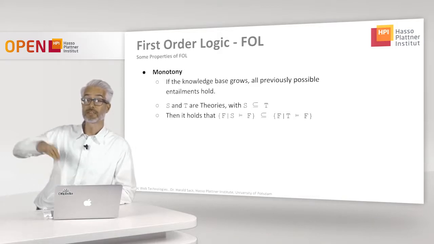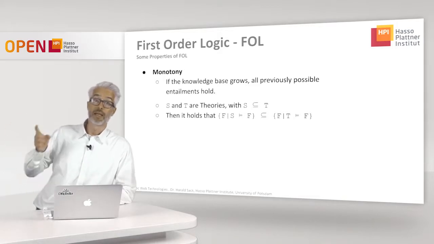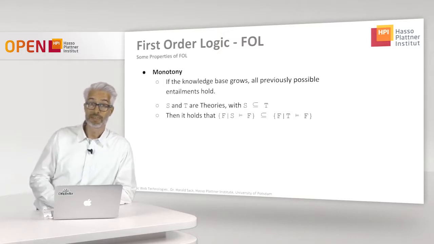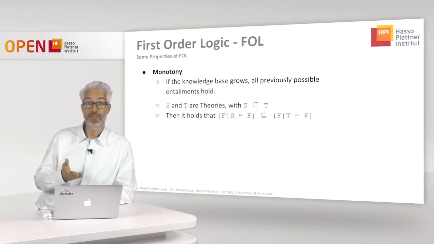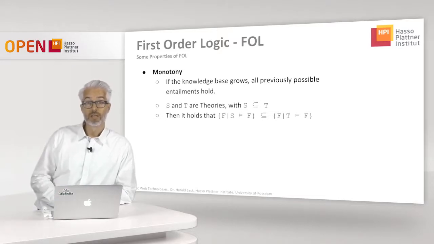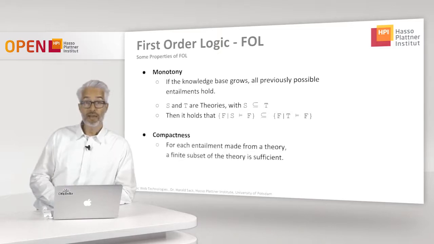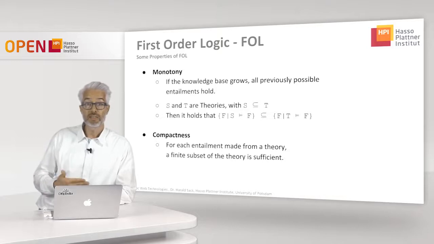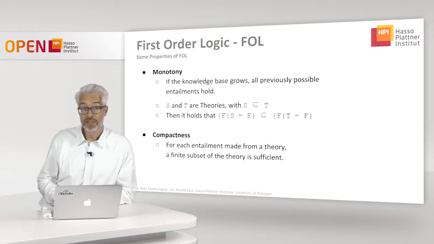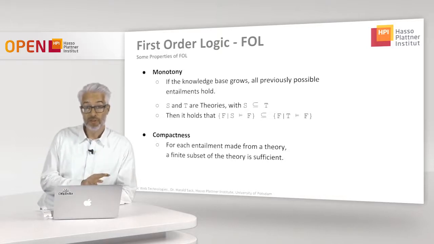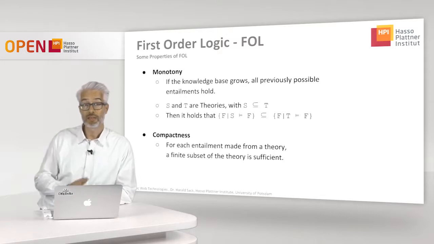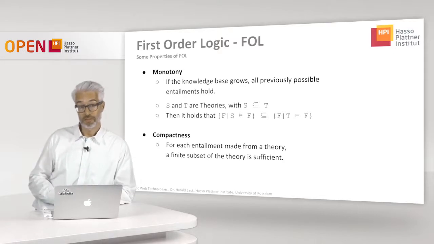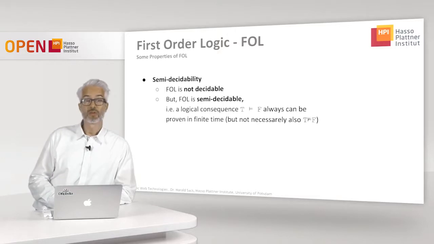And T, of course, is larger than S, and S was, you remember that, a subset of T. So this means if the knowledge base grows, so T is getting larger, then all previously possible entailments still hold. On the other hand, first-order logic is also compact, which means for each entailment made from a theory, a finite subset of the theory is still sufficient to make this entailment. So first-order logic is compact.